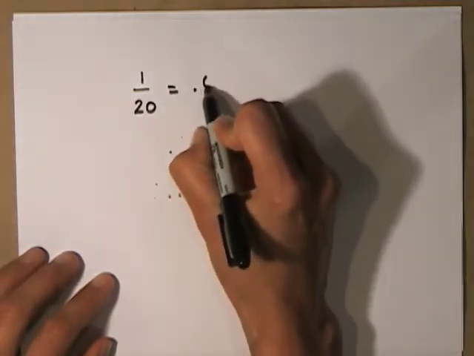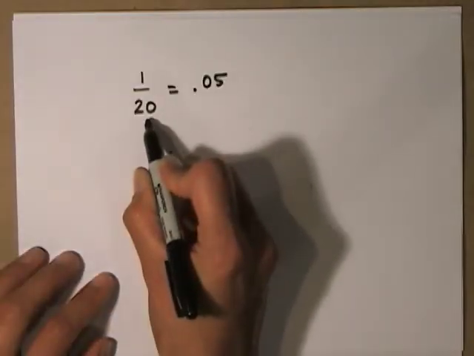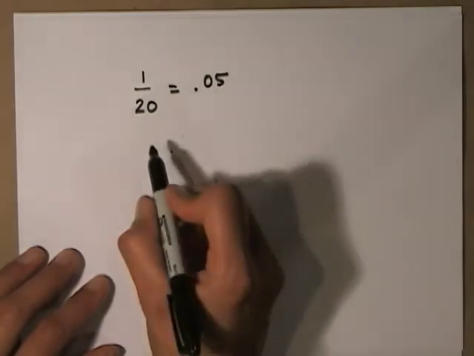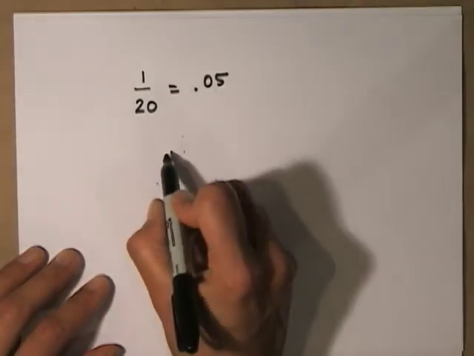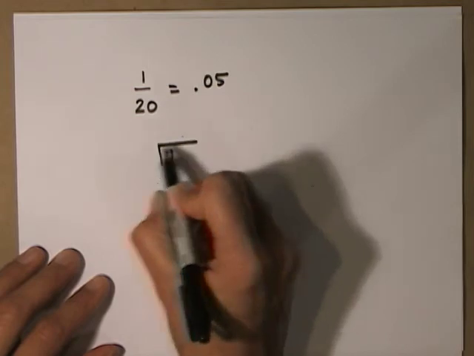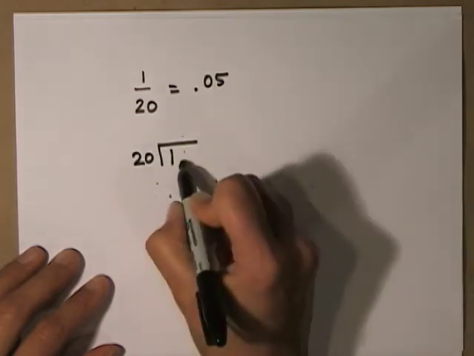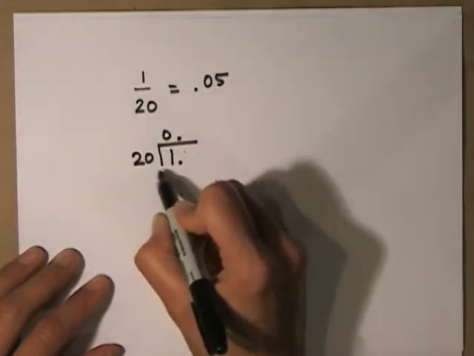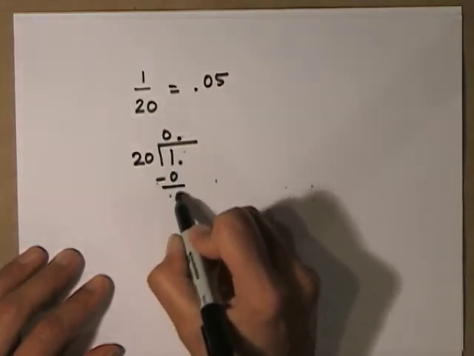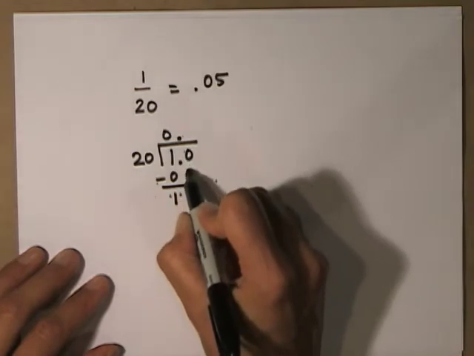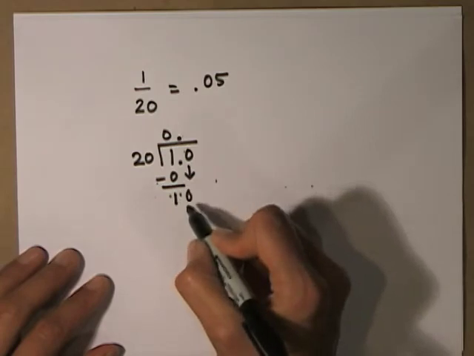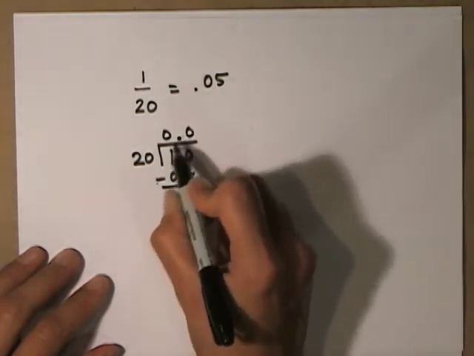1/20th is equivalent to 5 hundredths, because 5 is 1/20th of 100. We can also find this using long division. So looking at 1/20th as 1 divided by 20, I can do the long division on this, put my decimal here, bring it up. 0 times 20, 0, 1 take away 0 is 1, put my 0 here, bring that down. 10, what times 20 is less than or equal to 10?